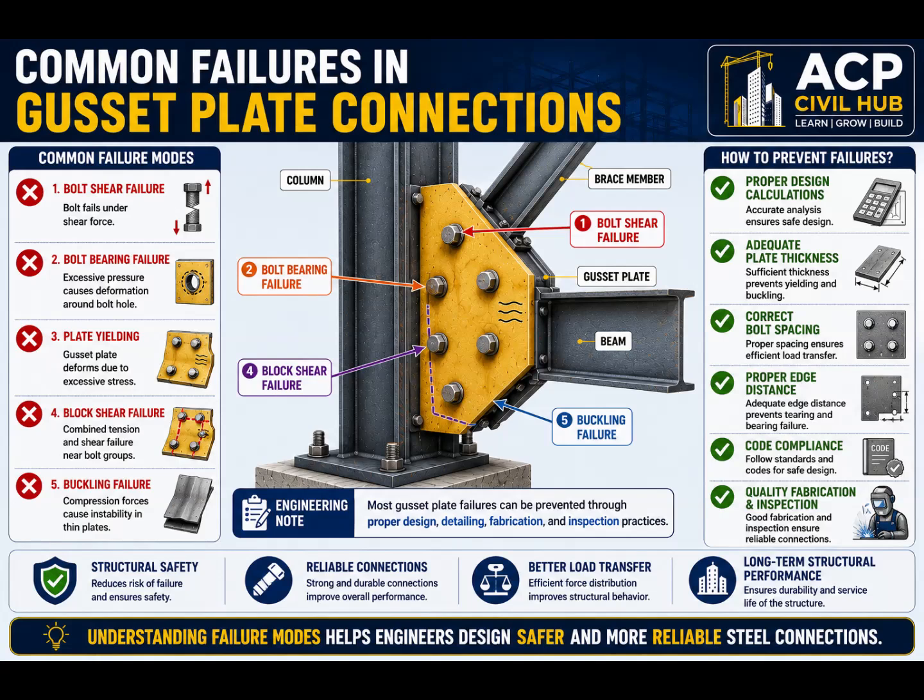The fourth failure mode is block shear failure. This involves a combined tension and shear failure near a group of bolts. The fifth failure mode is buckling failure. Thin gusset plates subjected to compression forces may buckle and lose stability. Most gusset plate failures can be prevented through proper design calculations, adequate plate thickness, correct bolt spacing, sufficient edge distances, quality fabrication, and proper inspection practices. Understanding these failure mechanisms helps engineers design safer and more reliable steel connections.